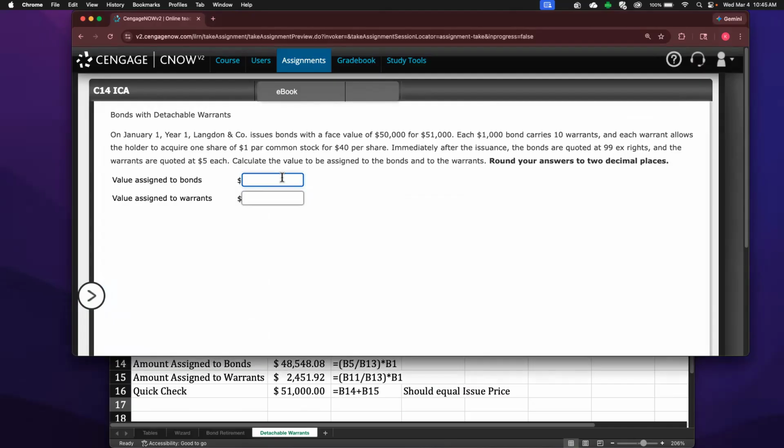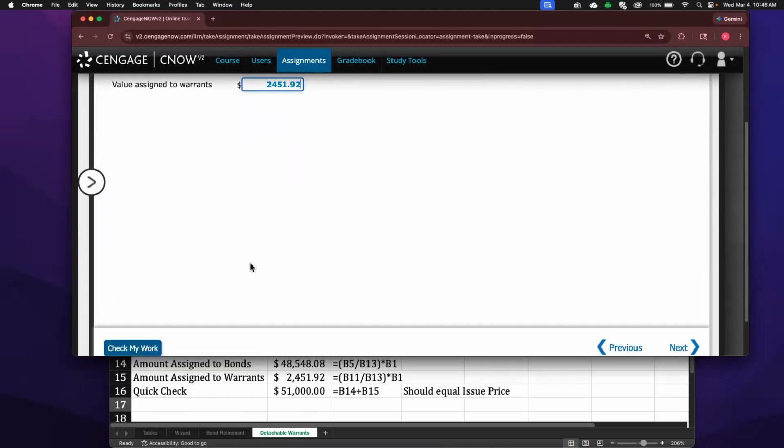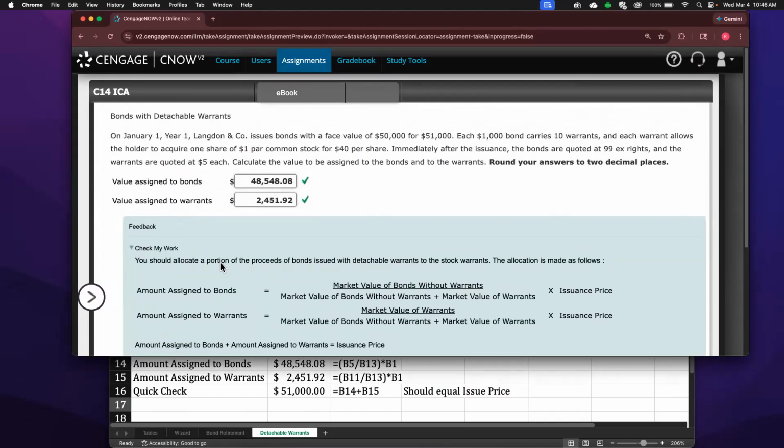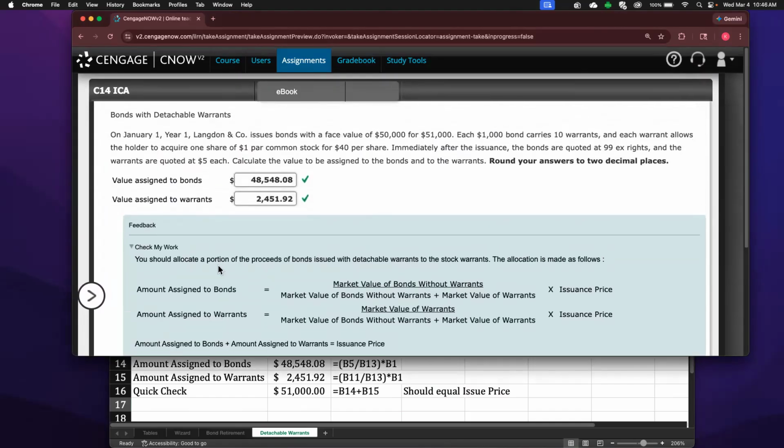Value assigned to bonds, 48,548.08. To warrants, 2,451.92. Now we have our bonds with detachable warrants done.